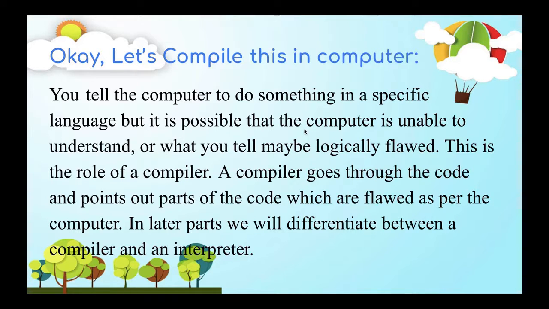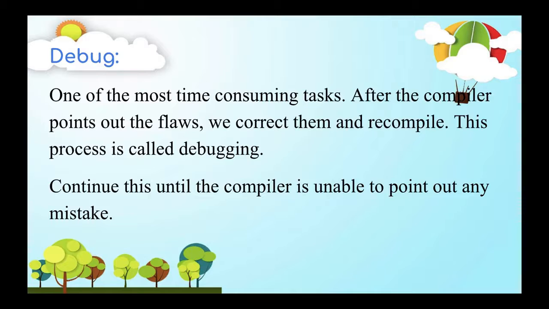A compiler goes through your code and then it identifies parts in the code which are not understandable by the computer, as well as it will tell you parts of the code that are logically flawed. We can differentiate between a compiler and an interpreter in later parts of the course. So at this point, we just have to understand what a compiler is: it identifies the parts of the code which are logically flawed or which cannot be understood by the computer. Moving on, what is debugging?